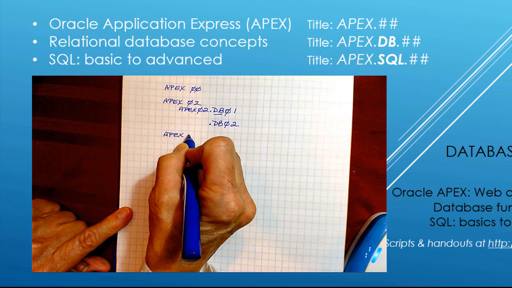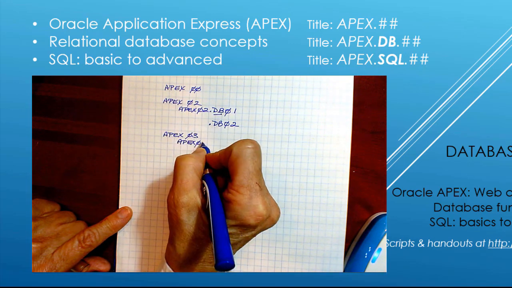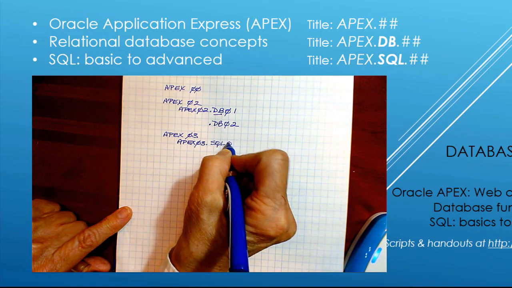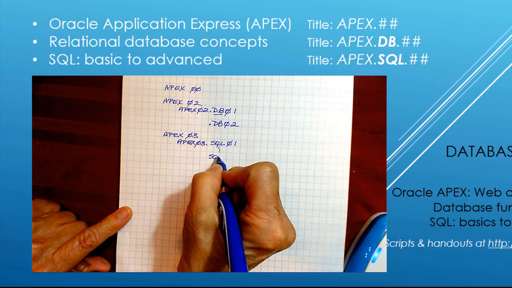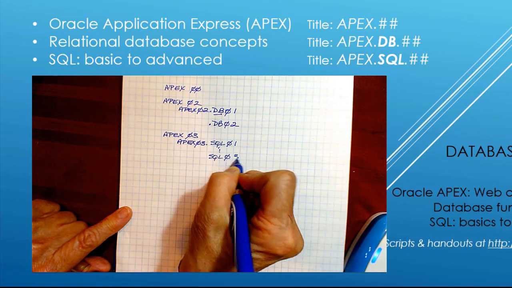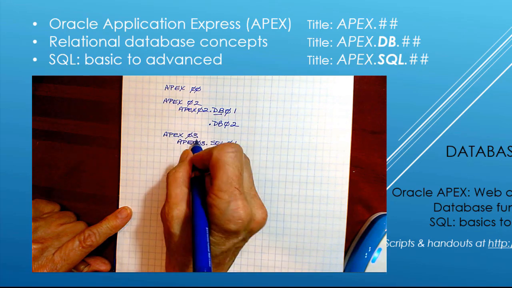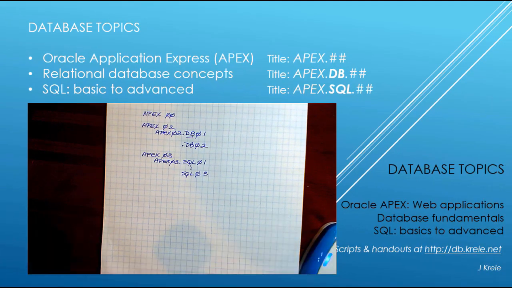And the same thing would go if I have APEX, let's say 03, I have something specific I want to cover in SQL. That would be SQL01 through SQL03. So I would have 1, 2, 3. All of these relating to the APEX video 03. Hopefully that'll help.